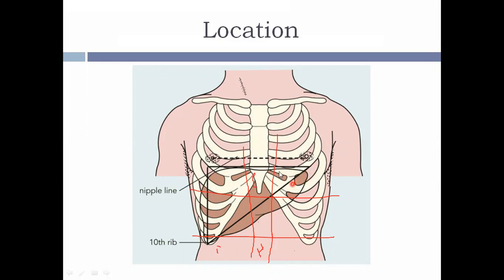So what is its extent in the left hypochondrium? This is the clavicle. When we draw a line over here, this is called the mid-clavicular line. In the left hypochondrium, it extends up to the mid-clavicular line. So now what's next?